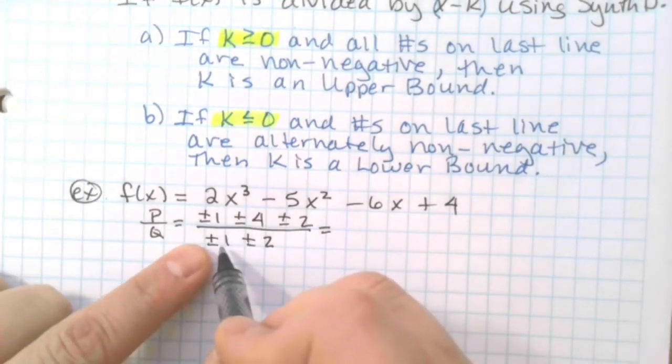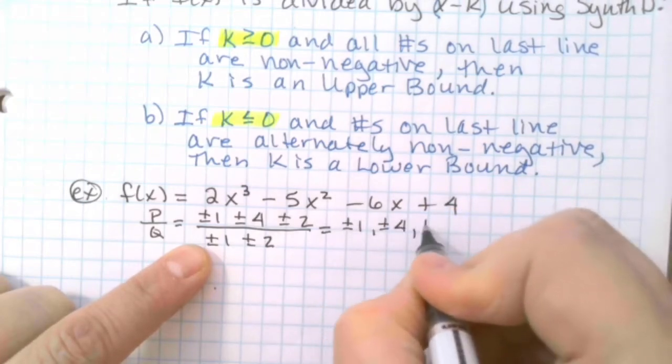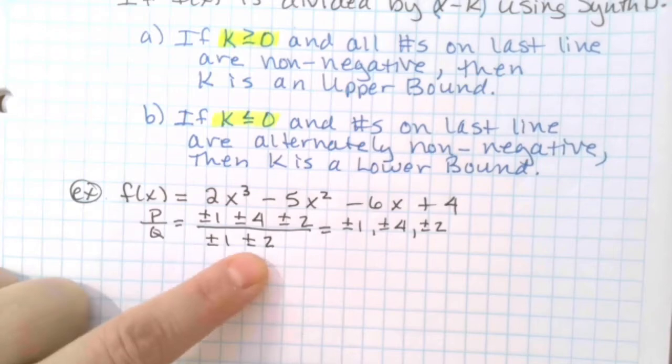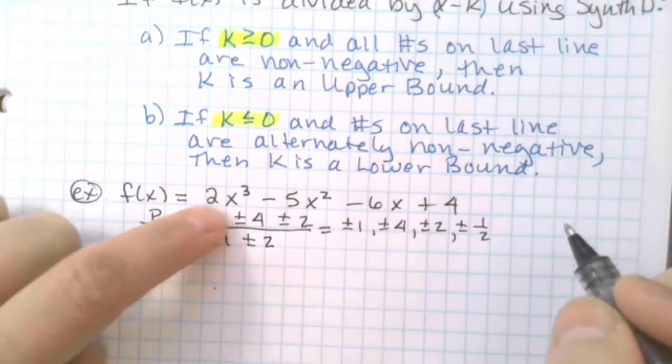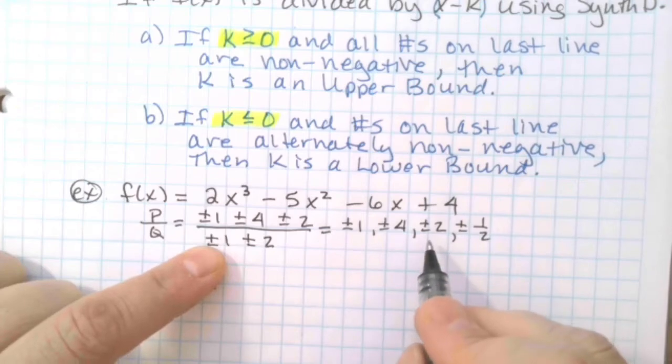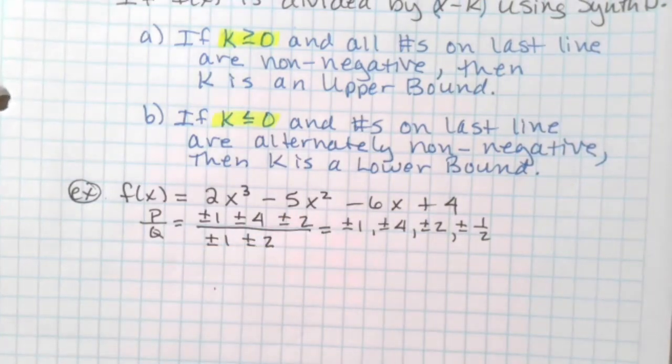Start with everything over 1. 1 over 1, 4 over 1, 2 over 1. Now go to the 2's. 1 over 2 is 1/2. Now 4 over 2 is 2, and we already have that. 2 over 2 is 1, and we already have that. So those are our 4 possible rational zeros.